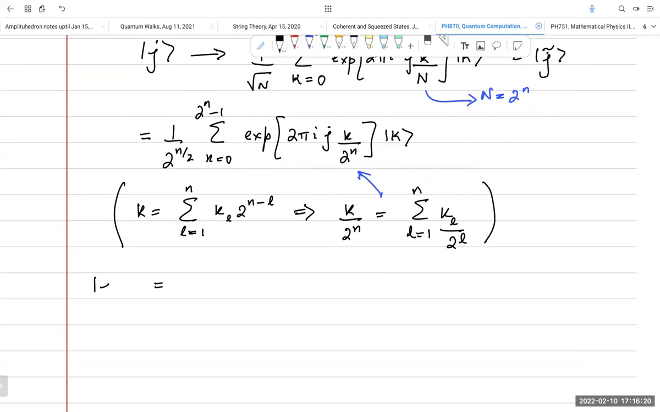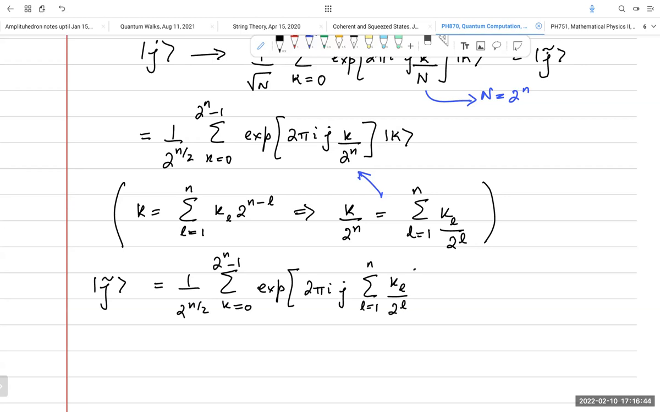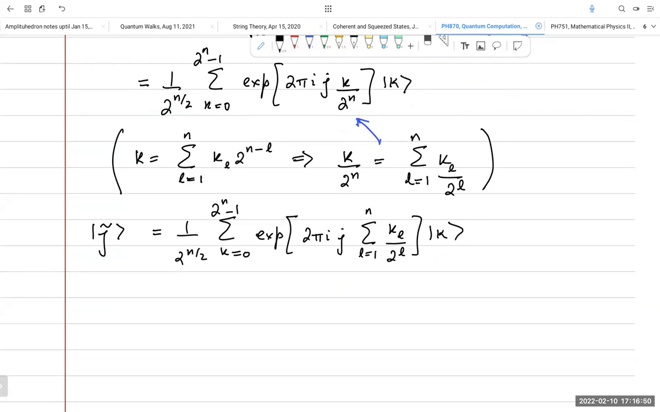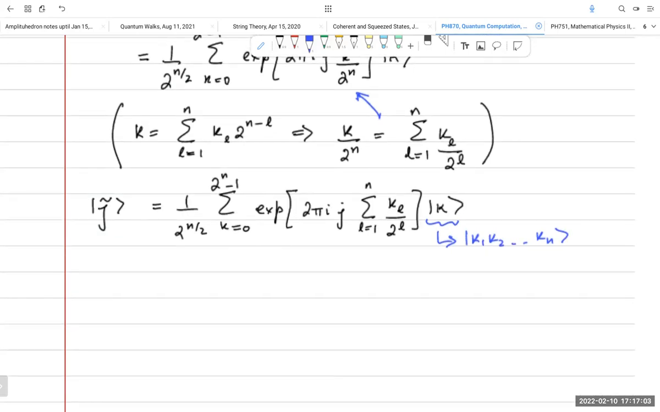And so this becomes, I'll write this as j tilde, let's say 1 over 2^(n/2), sum over k equals 0 to 2^n minus 1, and then I have exponent 2 pi i j, sum of l equals 1 to n, k_l over 2^l times k. Now this k, what is it? I can write it as k1, k2, up to kn in the binary notation.